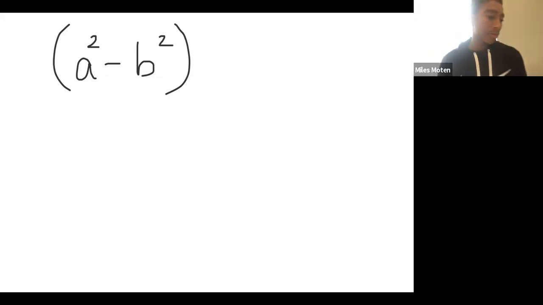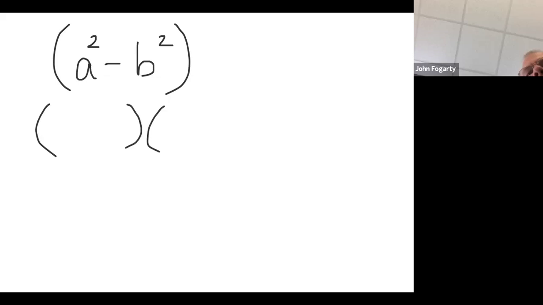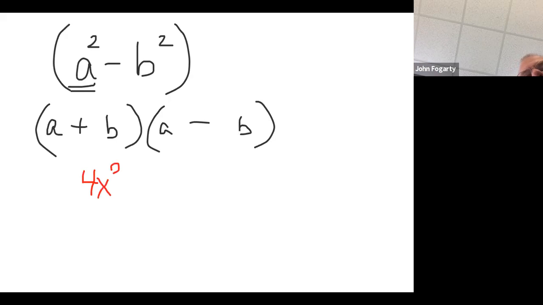Now, we know that when we have the difference of two squares, we're going to have two binomials. And the first term of each is the square root of the first term. And the second term of each is the square root of the second term. One gets a plus, one gets a minus. Done. All righty? Does that make sense? So we can do this really easily. We give you something that looks like this: 4x squared minus 25. You're asked to factor that.